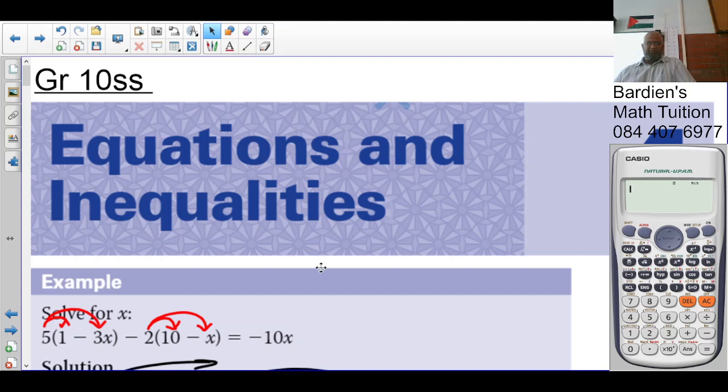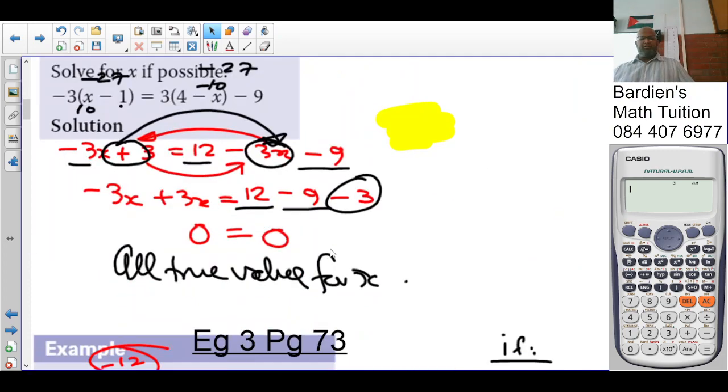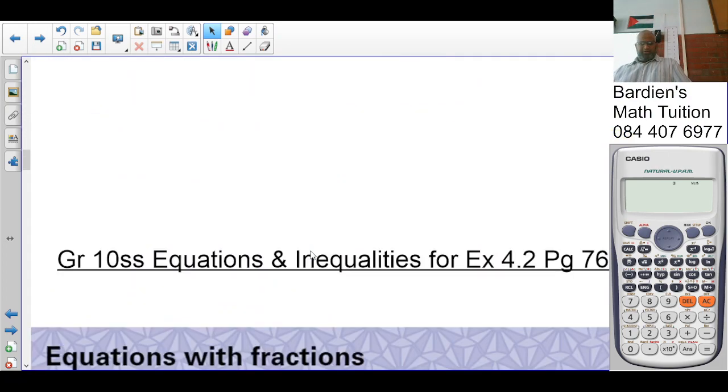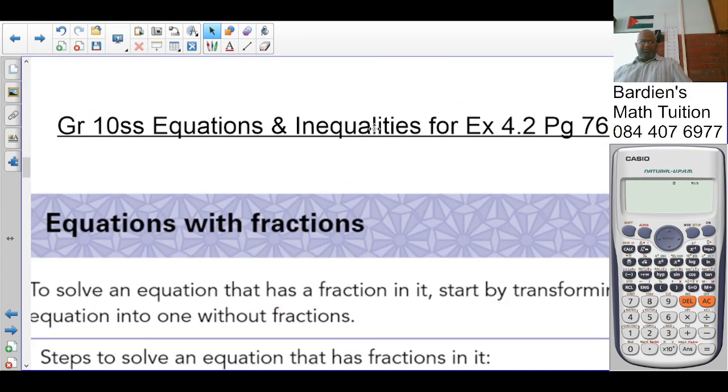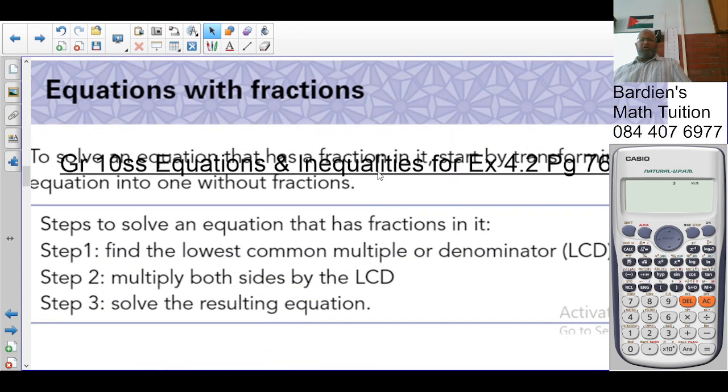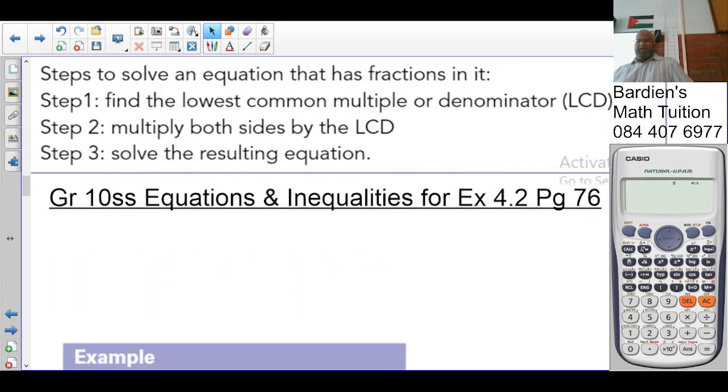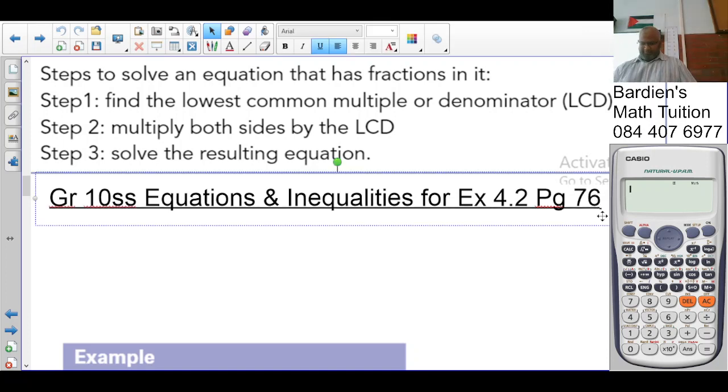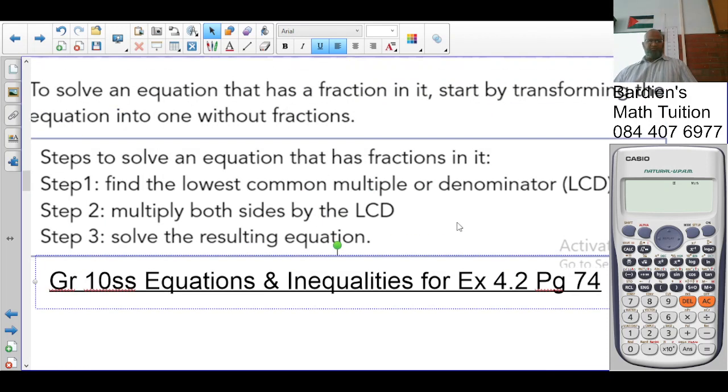Okay, good morning class. So at this point we're looking at equations and inequalities, the examples for exercise 4.2, and exercise 4.2 is on page 74, correct? 74. So we're looking today at equations with fractions.